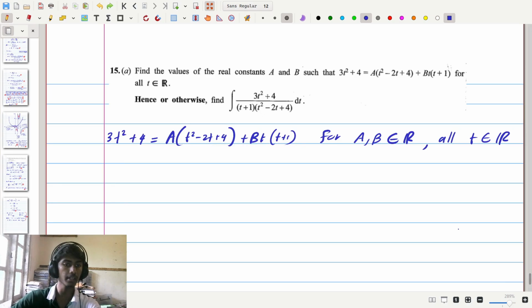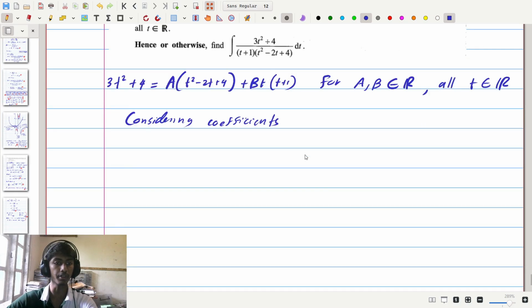So if they're identical, it means that considering the coefficients, the coefficients of the x squared term, or rather in this case t squared terms, should be equal, the coefficient of the t terms should be equal, and the coefficient of the constant terms should be equal. So we can say considering t squared terms, we can also consider t terms, or t to the 1 terms, and we can consider constant terms, or t to the 0 terms. In this case I'm going to write constant terms.